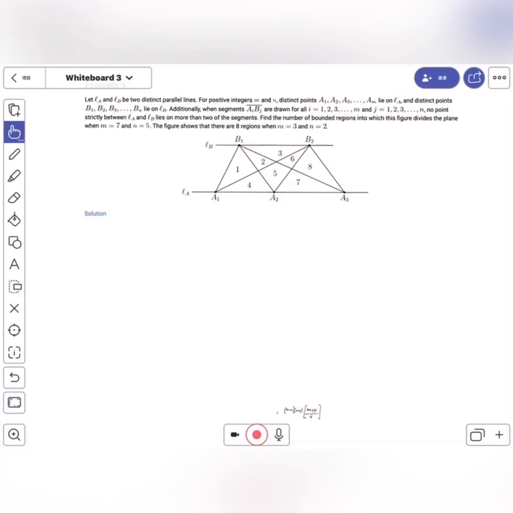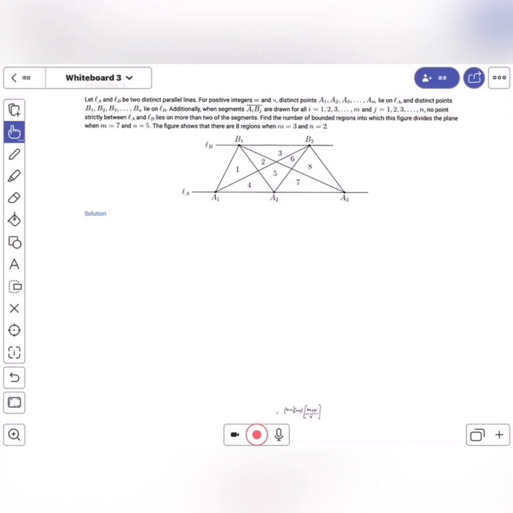lies on more than two of the segments. Find the number of bounded regions into which this figure divides the plane when m is equal to 7 and n is equal to 5. This figure shows that there are 8 regions when m is equal to 3 and n is equal to 2.